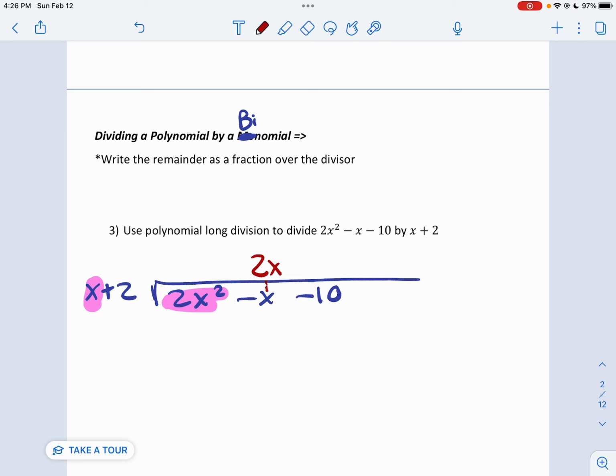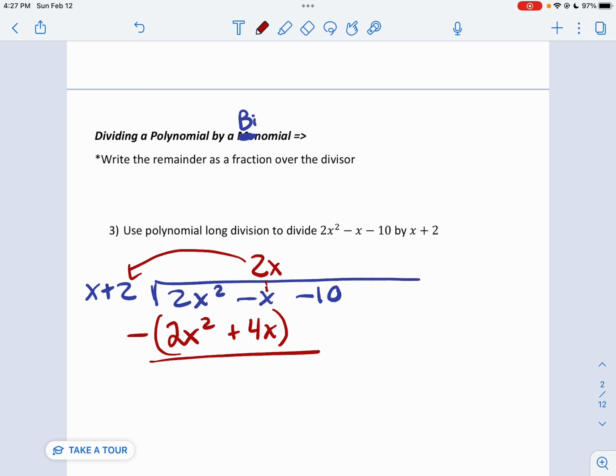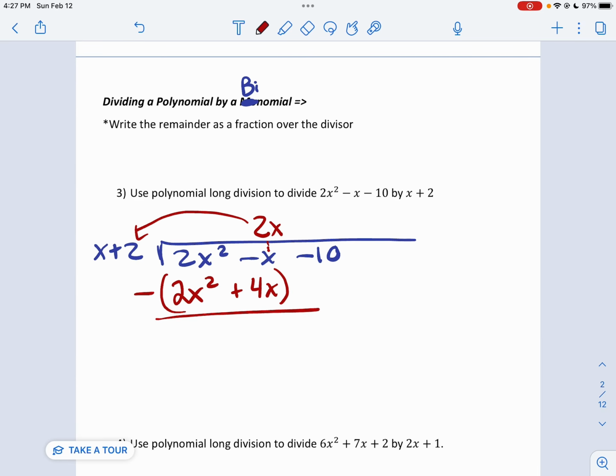So now just like when we used to do long division, I take what I just put on top of the division bar, I multiply it by what's on the outside. So 2x times x is 2x squared, and 2x times 2 is plus 4x. Then I subtract, and again, you're subtracting this entire expression, just like you did when you were doing long division as a young math student. So this is going to cancel. Negative x minus 4x is negative 5x. I carry down the negative 10.